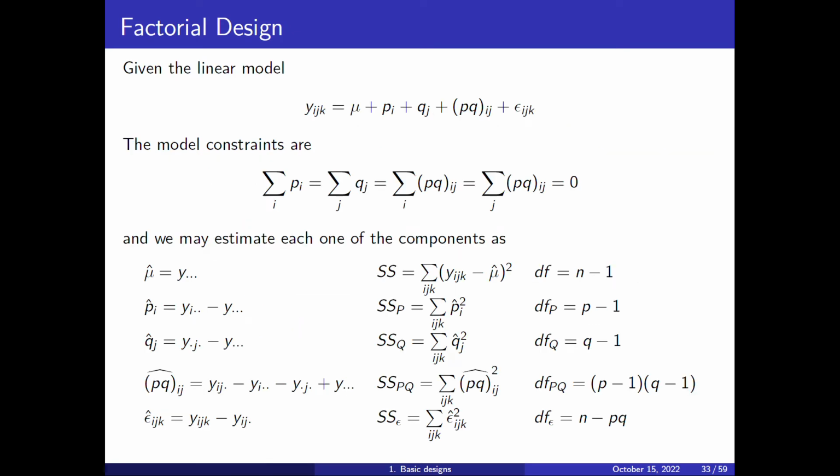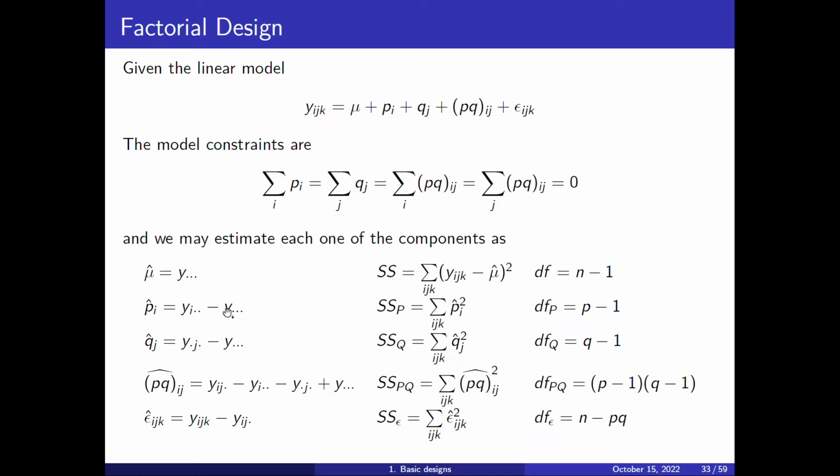So now, in general, our linear model will be this one. Whatever you observe is an overall mean, plus something that depends on the first factor, plus something that depends on the second factor, plus something that depends on the interaction between the two, plus something that depends on the specific animal. And then the constraints are that the sums of all the main effects are 0, for P and for Q, these two constraints. And if you sum the interactions over P, they have to be 0. If you sum over Q, they have to be 0.